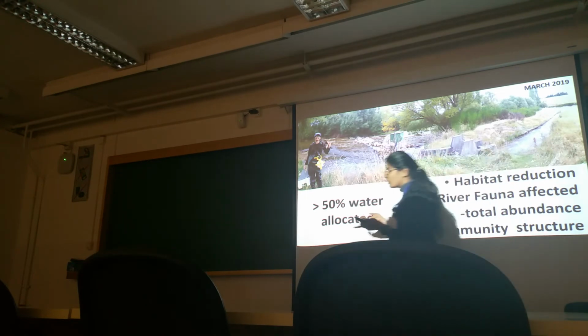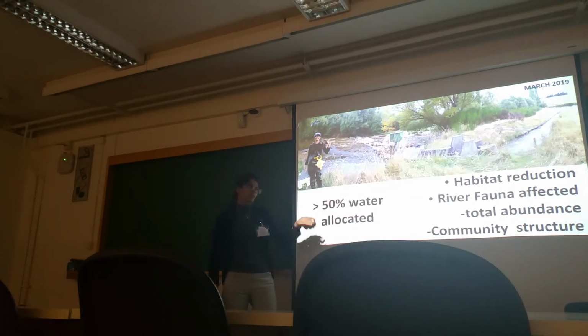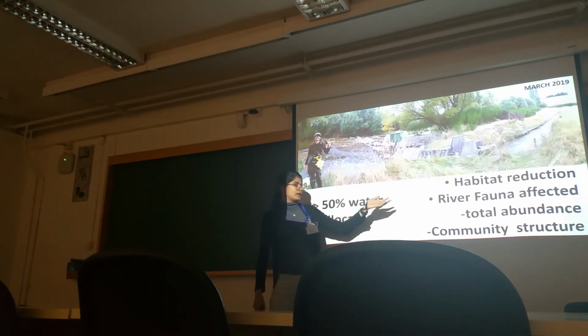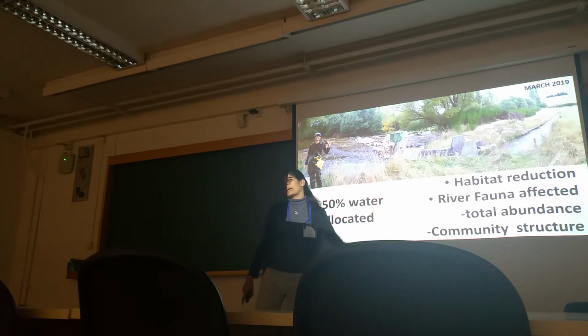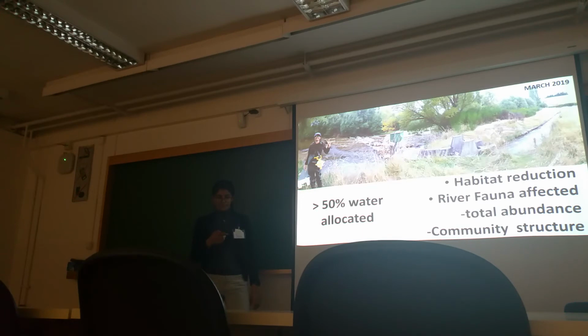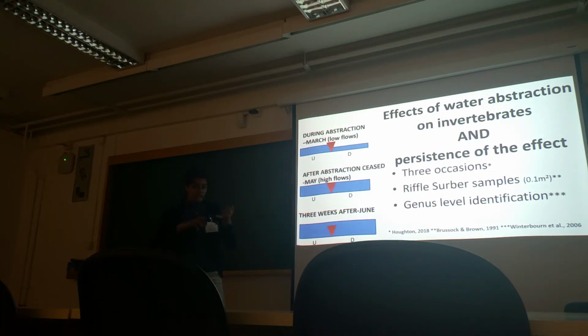So I read literature and also by common sense, the habitat will be reduced, river width will be lower, velocity will be lower, depth of the river will be lower. So I assumed that there would be an effect on abundance and community structure of the fauna in the river. And because invertebrates reflect the health of the river, they are the food source of the fish, and they have a very huge diversity, I chose to study the effects of water abstraction not on fish, but on invertebrates.